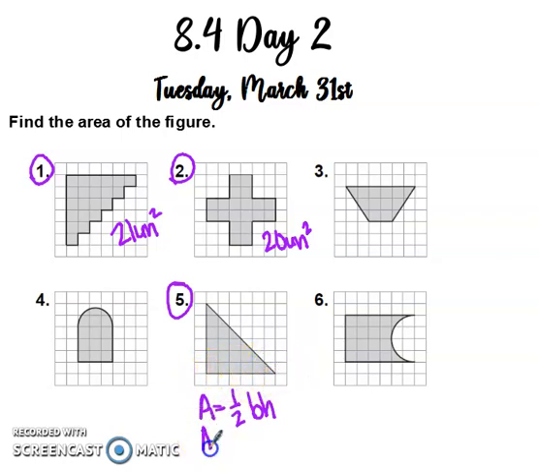Great. Now I'm just going to substitute in those two things I know. 1/2, the base is 6, and the height is 6. Half of 6 is 3, and 3 times 6 is 18 square units. Sorry, that's a little bit scrunched up down there. You could also do 6 times 6 is 36, and 36 divided by 2 is 18. They both get you the same thing.